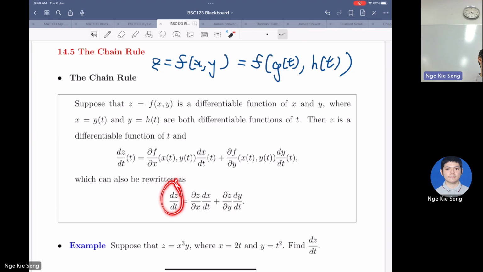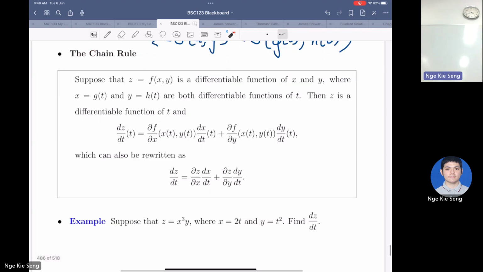Because z only has one variable. Because I already substituted all the x and y in terms of t already, there's only one variable here. And we still use partial on z because z can be defined in two variables. Then we define x as one variable in t, and y as one variable in t. So why do we care about this, right?